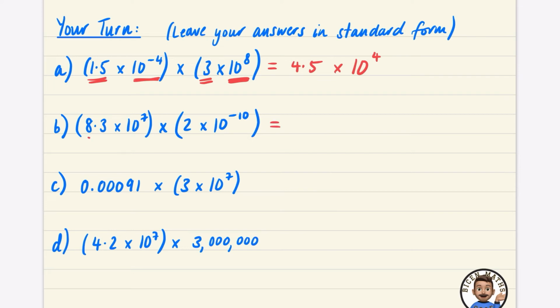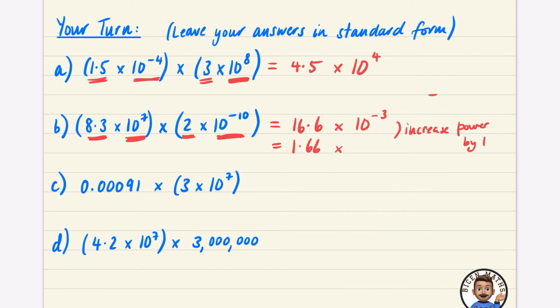Now I'm going to do here the 8.3 multiplied by 2. That's an easy one. That is just going to be a 16.6. The 10 to the 7 and the 10 to the minus 10, remember you're adding the powers, so you're going to do 7 add minus 10. And that's going to be to the power of minus 3, because 7 take away 10 is minus 3. Now this isn't quite in standard form, so I'm going to divide this one by 10 to get 1.66, but that means I'm going to multiply this one by 10. In other words, I'm going to increase the power by 1. And when you go minus 3 and you increase it by 1, you get to minus 2. So this side divided by 10, this side times by 10.